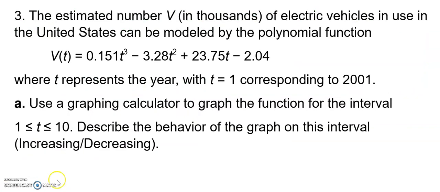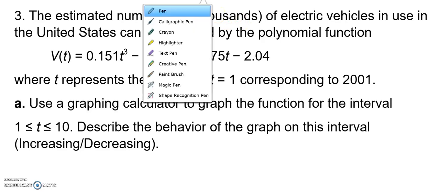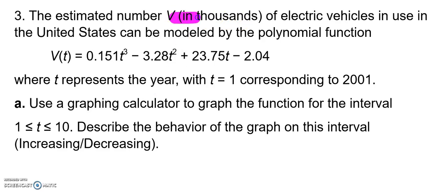Okay, last one we're going to look at is another model. The estimated number v in thousands, so it's important that we recognize in thousands. That's going to be big. Electric vehicles in use in the United States can be modeled by this given function here, where t represents the year with t equals 1 corresponding to 2001. Use a graphing calculator to graph the function on the interval 1 to 10. Describe the behavior of the graph.